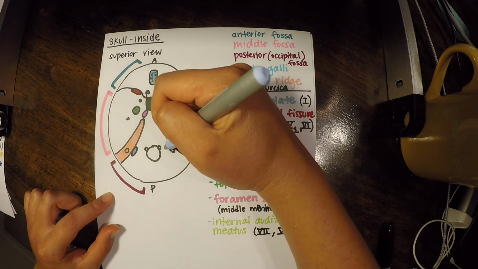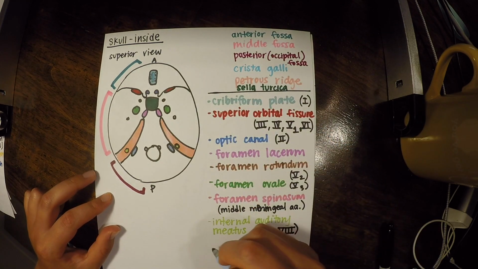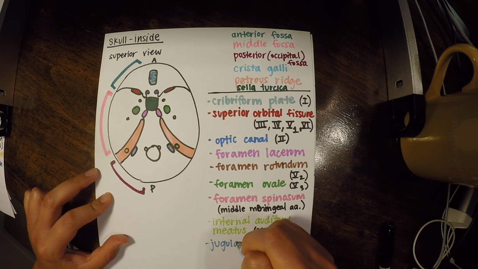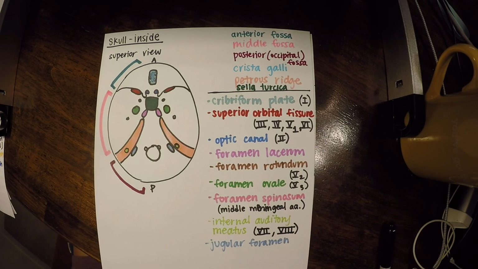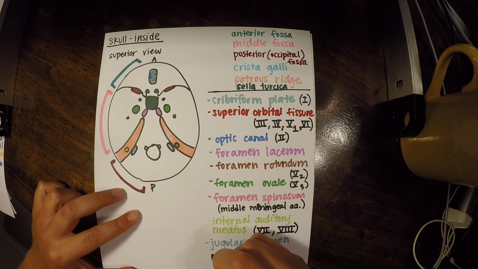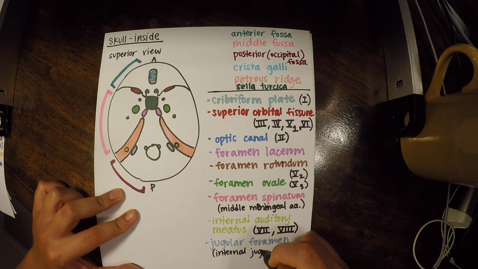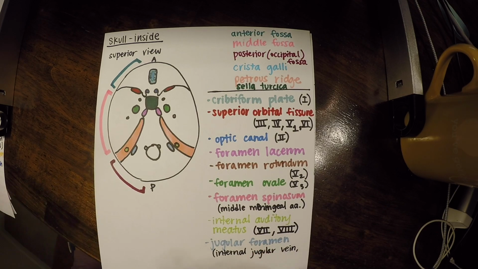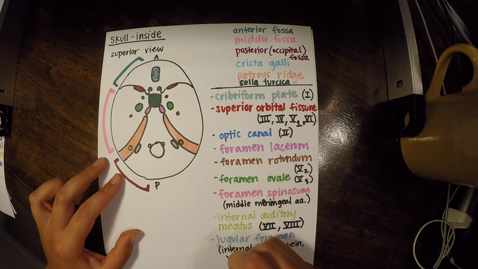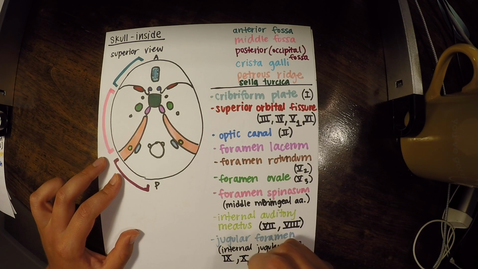Those are the ones right here. I'll make them light blue. And there's quite a bit in here that travels through there. So we're going to have our internal jugular vein as well as our cranial nerve 9, 10, and 11. So 9, 10, and 11.